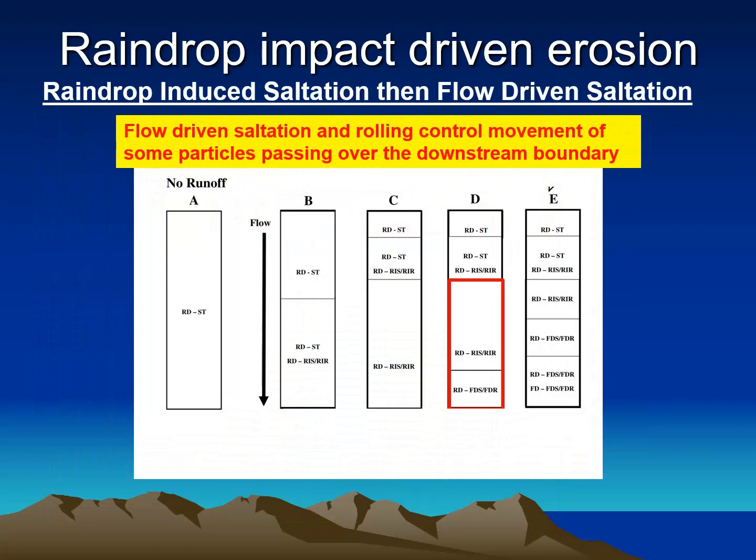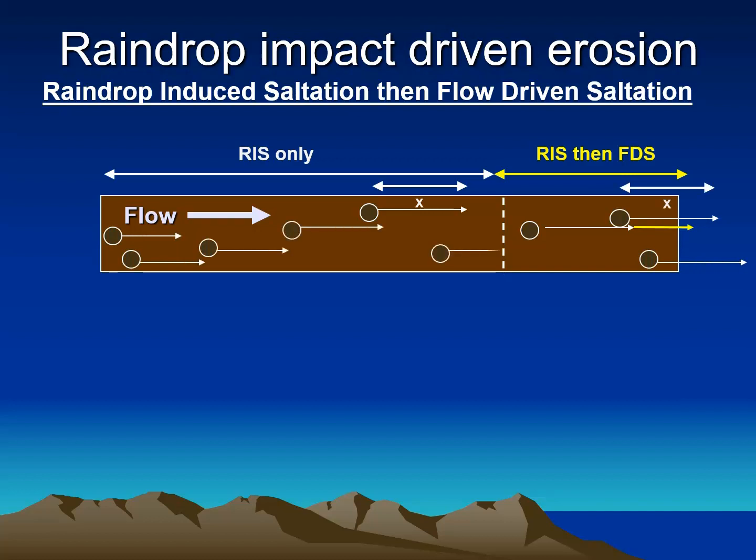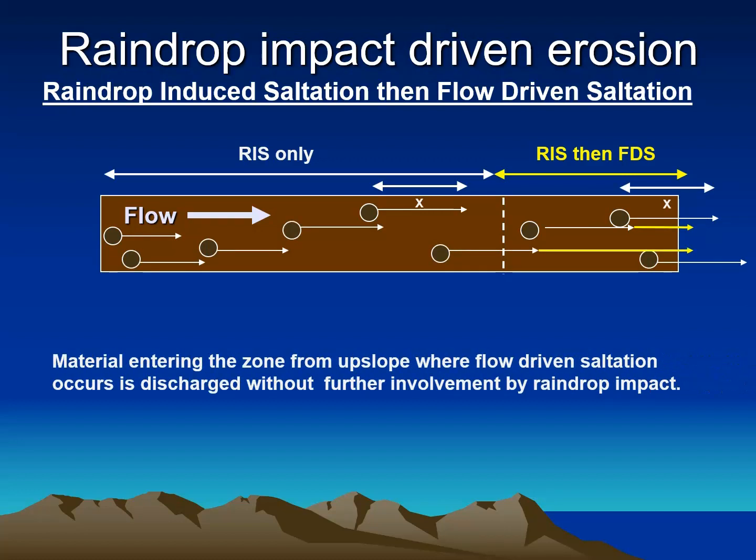There are cases where flow-driven saltation and rolling control the movement of particles passing over the downstream boundary. In this case, we have a raindrop-induced saltation zone, below which there is a raindrop-induced saltation, then flow-driven saltation zone. Any drop impact in that bottom zone will cause sediment discharge. However, material entering that zone from upslope where flow-driven saltation occurs will be discharged without further involvement of raindrop impact.